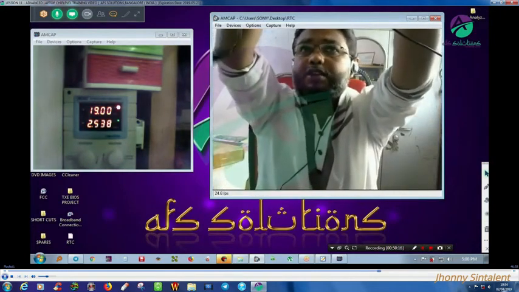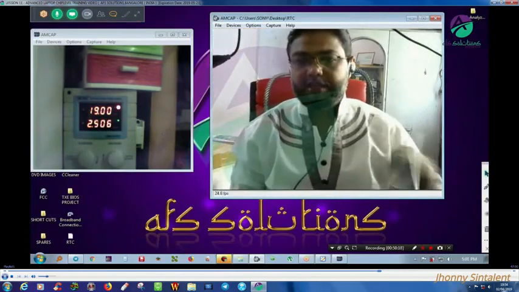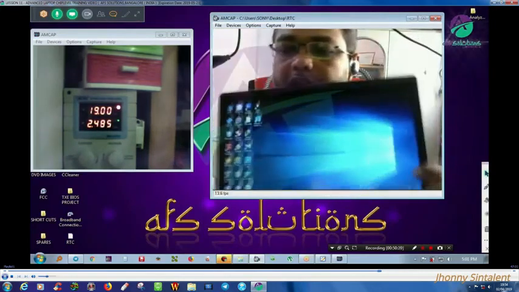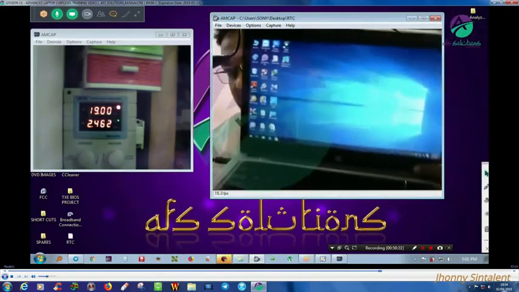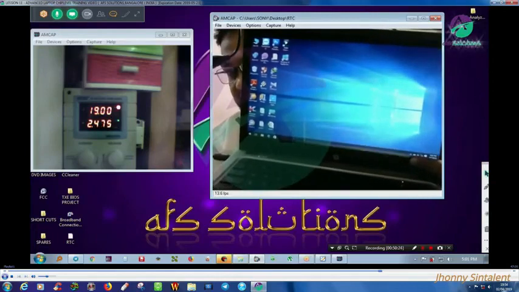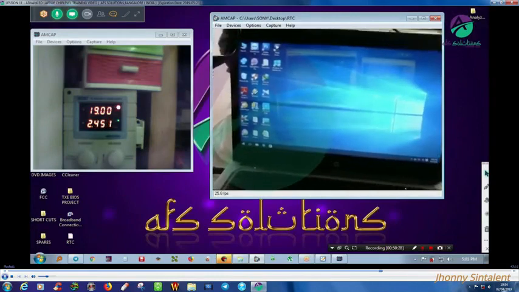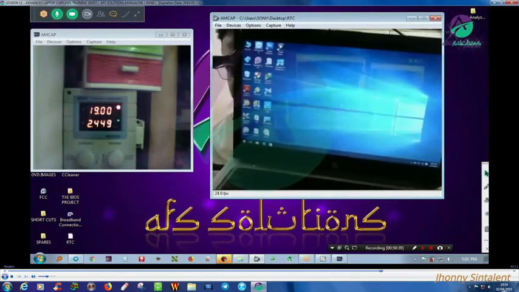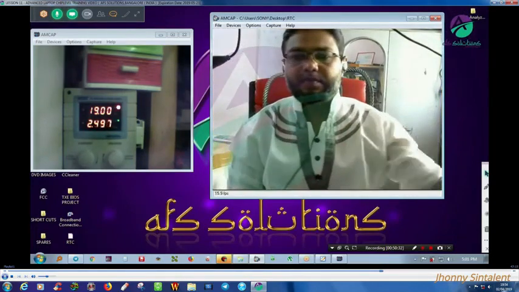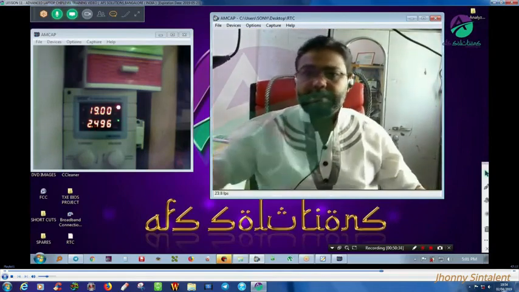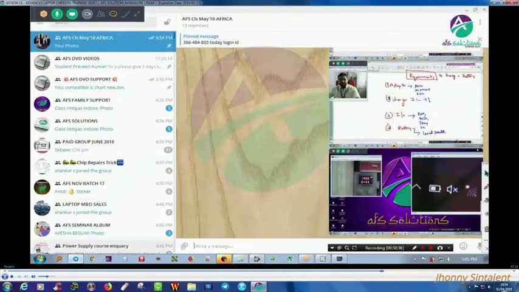Anyway, to tell the proof, I don't have a charging symbol here. You can see, I don't have a charging symbol. You can see here carefully. I don't have a charging symbol. But here it is showing the battery is charging.